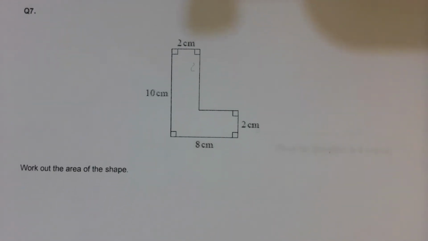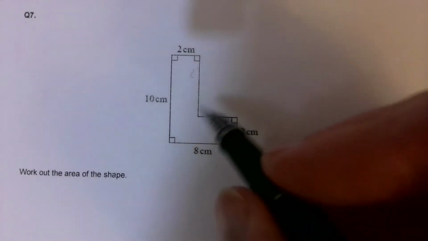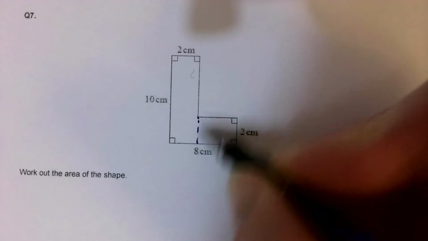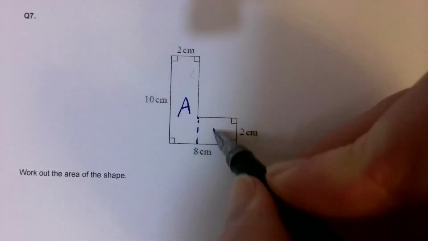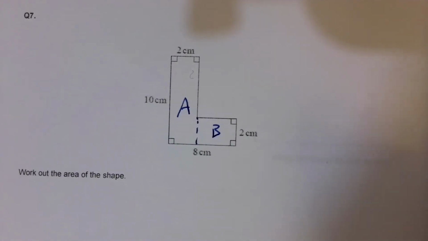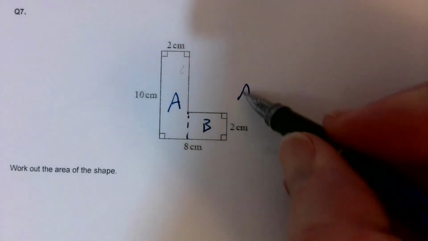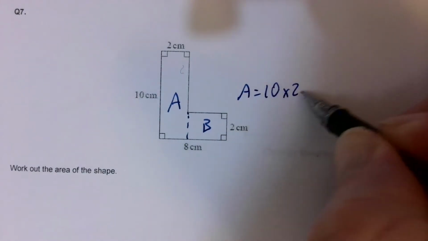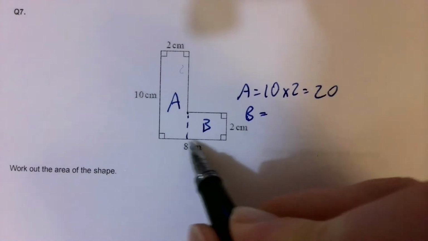Question 7, work out the area of the shape. So I would split this into 2. Some people like to make a big one and then take that area away. Either is fine as long as you show your method, but it is important to do that. So A is going to be 10 times 2, which is 20. And B is going to be, well, that's 8, that's 2.